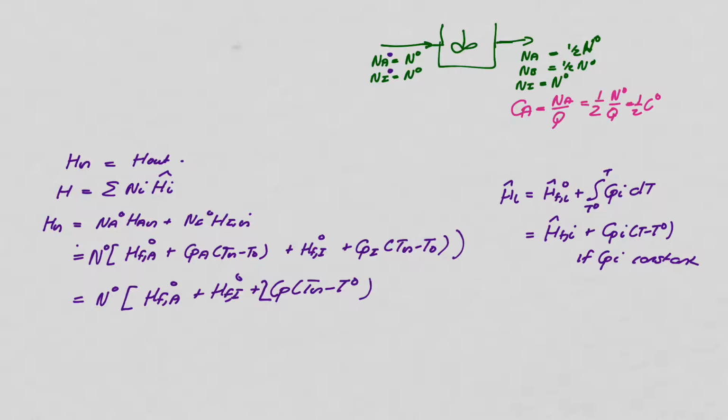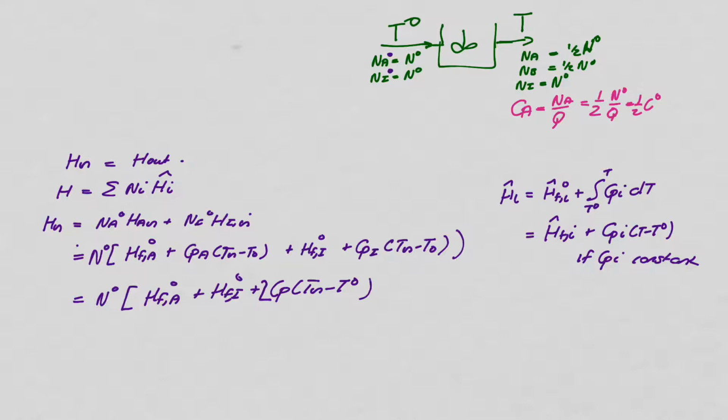Now the energy balance for an adiabatic system says the enthalpy of the stream entering must be the same as the enthalpy of the stream leaving. So if this stream comes in at T naught, that stream maybe leaves at temperature T, and we're trying to calculate what that temperature T is.